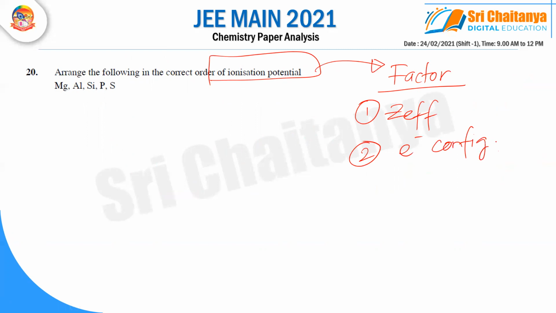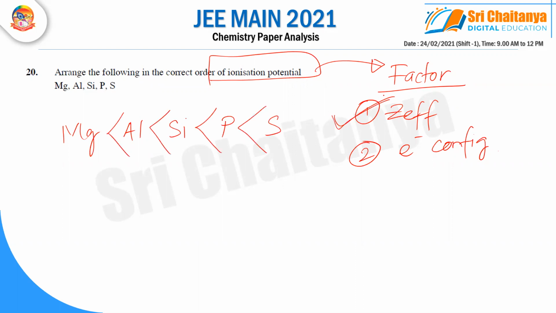Now, when we take care of only factor 1, that means from left to right, Z effective increases, and therefore ionization potential or ionization energy should also increase. But then we have only considered one factor. This factor is still left out. Now, how to take that into account? You have to look for stable configurations.